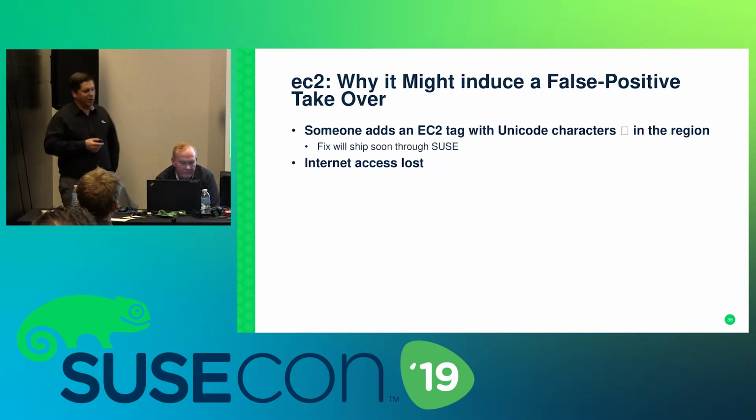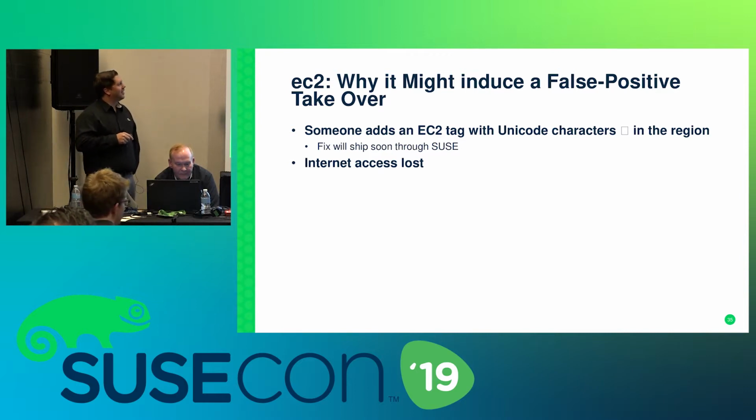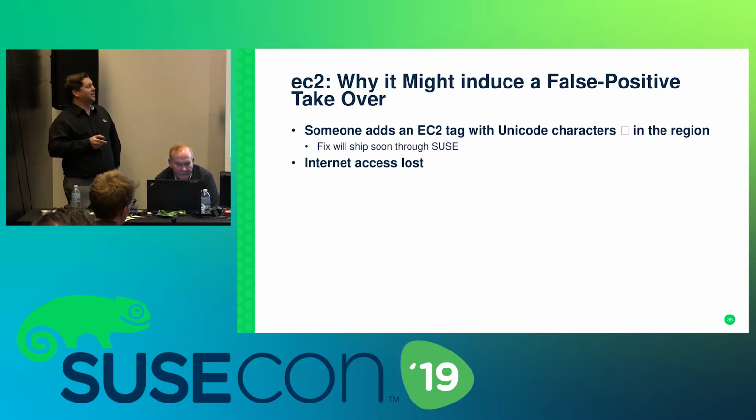Why would it show some false positives, okay? If someone adds characters like that in the region, have we fixed that yet? It wasn't me. All right, so there's no internet access is another false positive, because it's thinking it's not actually reaching that when it's actually there. And then AWS needs to throttle EC2 API calls, okay?